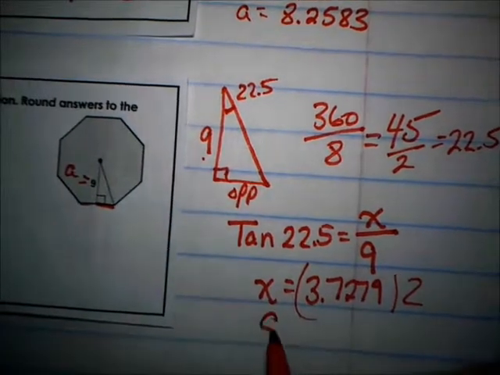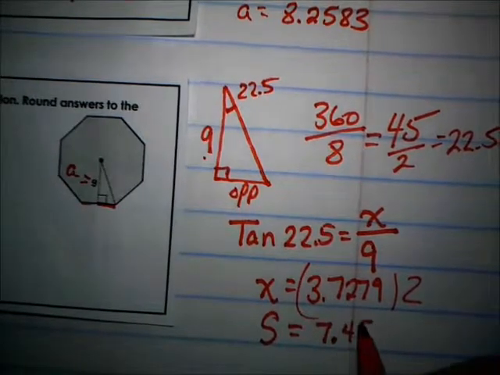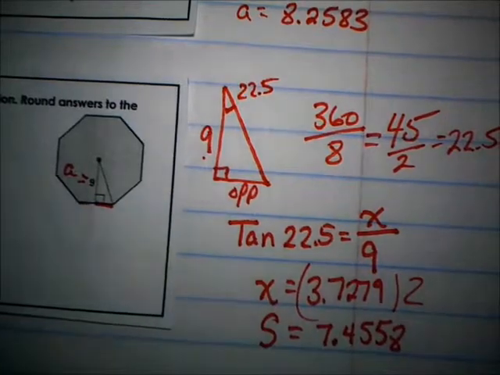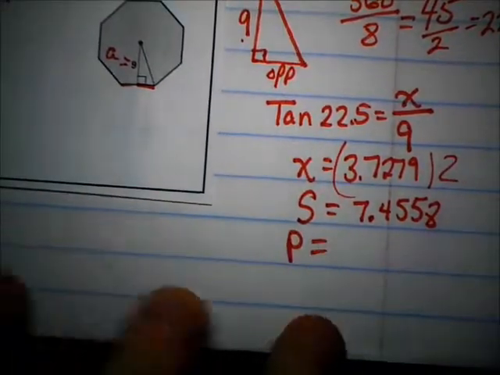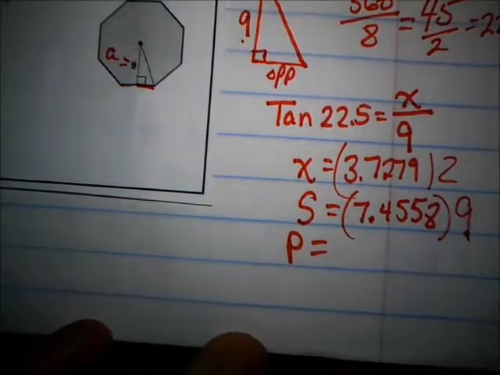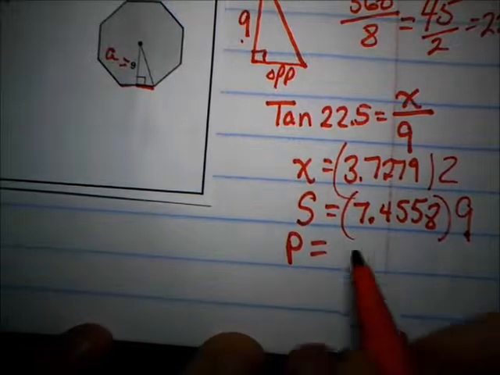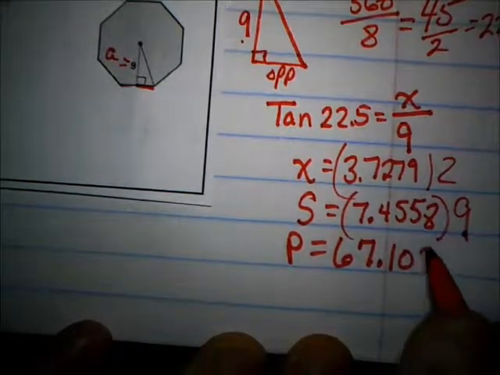So that means each side is roughly 7.4558. Now to find the perimeter, I'm going to now multiply that times 9 because there's 9 sides. That tells me my perimeter is 67.103.